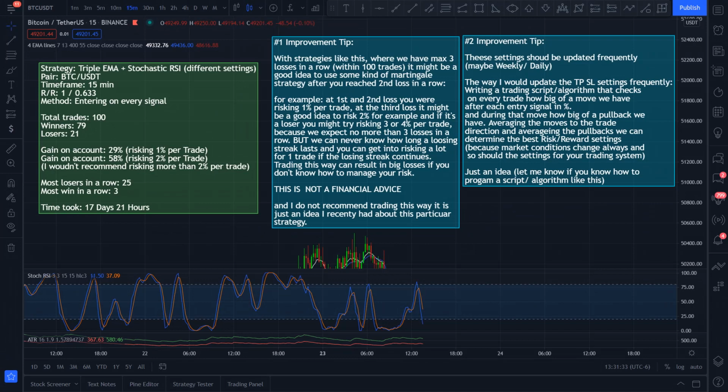As you can see, this strategy did extremely good with a 29% gain on the account in just 18 days, risking 1% per trade, and also the highest win rate of all of the strategies tested on this channel so far.